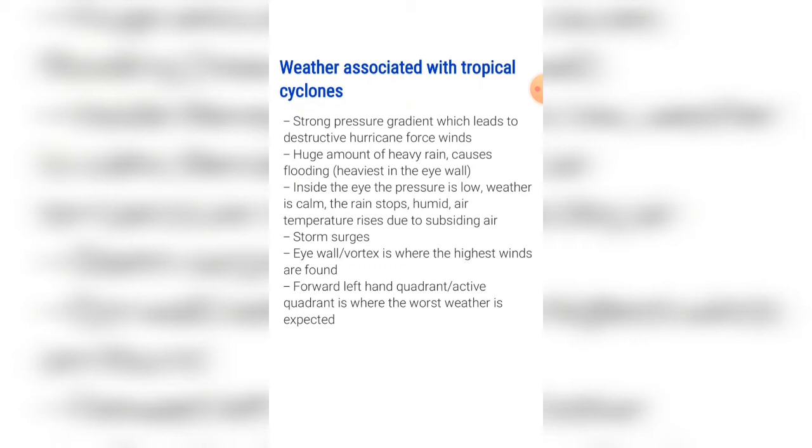The eye wall, or the vortex, is where the highest winds are found. Remember, vortex just means spinning air. So remember, the clouds spin around the eye. The forward left-hand quadrant, the active quadrant, is where the worst weather is expected.